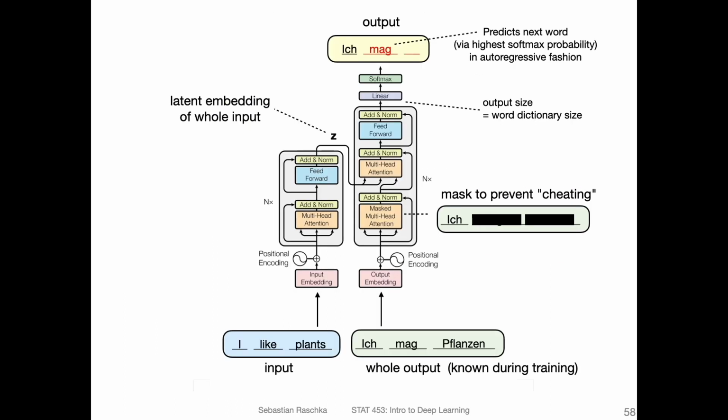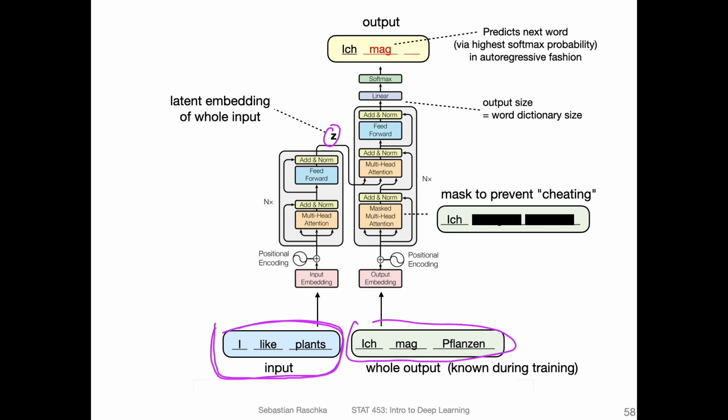So let's consider we have the input sentence, I like plants, and we want to translate it into German. So the correct German translation would be Ich mag Pflanzen. And this is known during training. When we're training this transformer, we know the correct translation. But when we're training it, we are training the model to produce one word at a time. The input is provided in full. It will produce then a representation of that input.